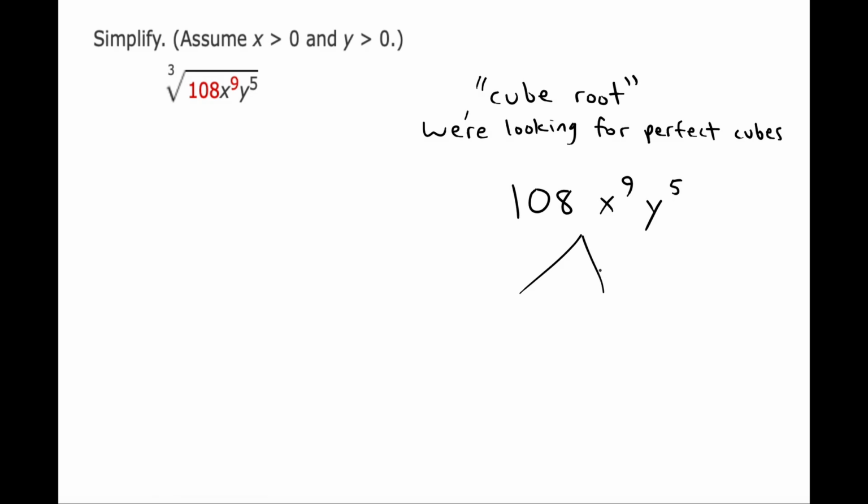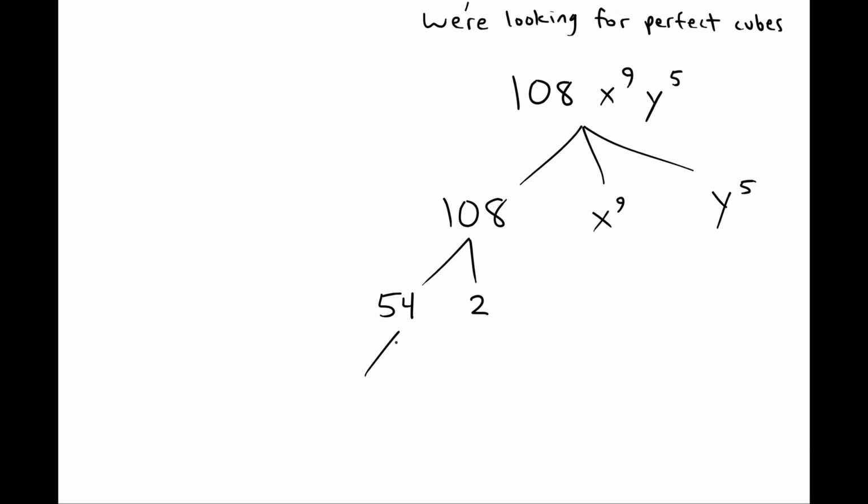I'll break the thing up into a number part and a variable part. When it comes to the number 108, I see that it's even, so I'm going to use the factor tree method to break it down into 2 times something. 108 divided by 2 makes 54. I can keep going with breaking down the 54. It's again even, so I'll pull a 2 out and divide it by 2 and get 27.